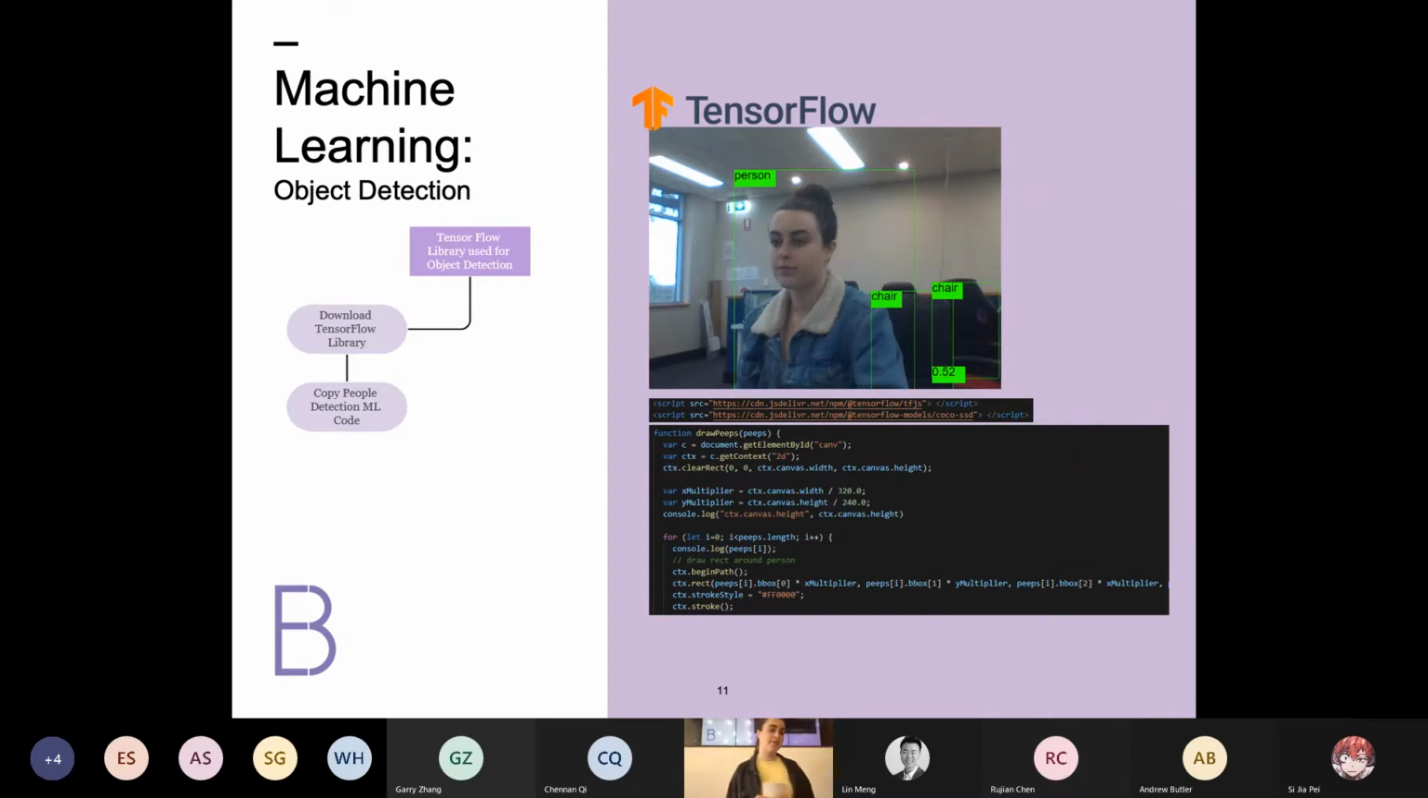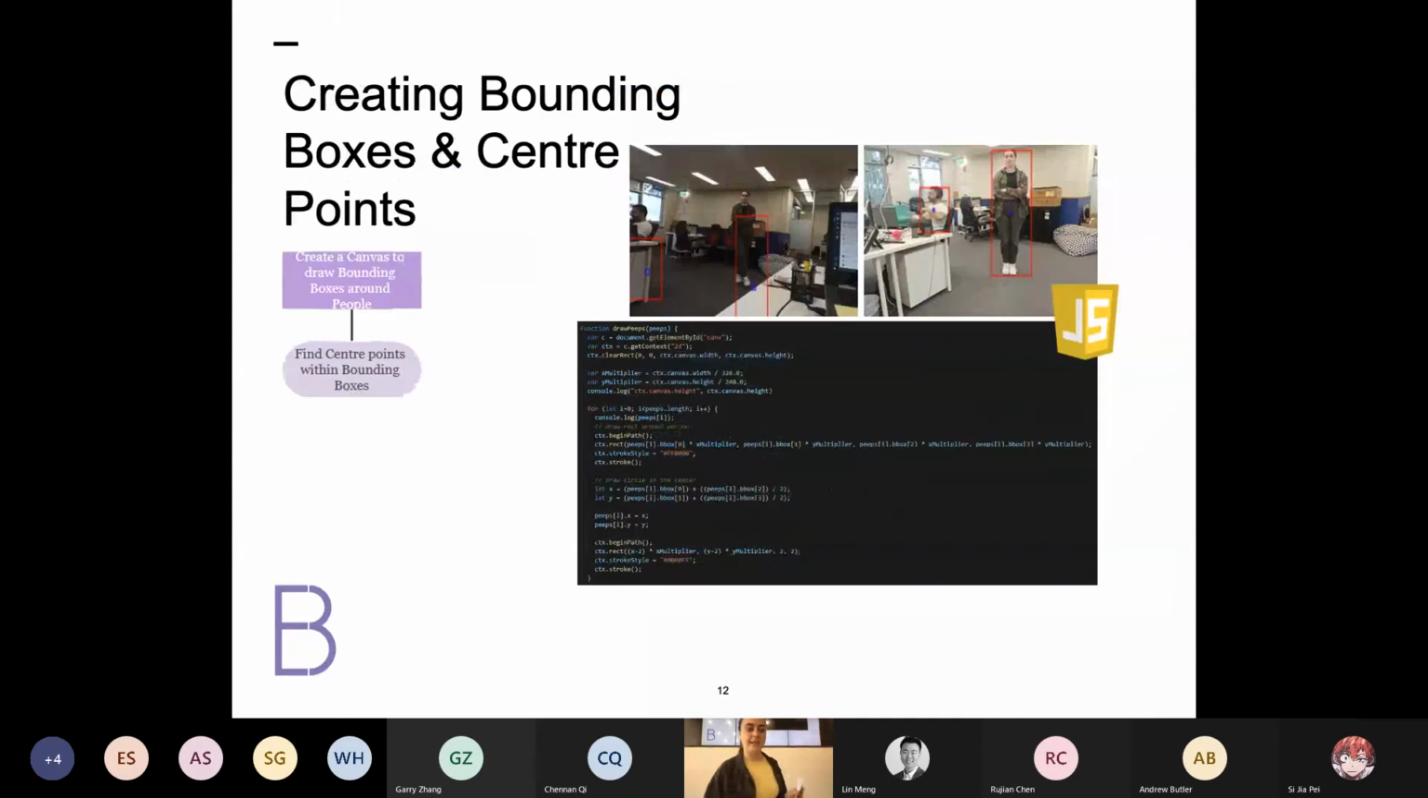So then I decided to use TensorFlow. TensorFlow is an open source machine learning platform that can be called upon in JavaScript to use object detection. And this was just testing it here. So next was creating the bounding boxes. To do this, I created a canvas, and then using TensorFlow, I found the 4 furthest points of people and drew a box around it, and then found the center point. This took a bit of testing and debugging to get it exactly right.